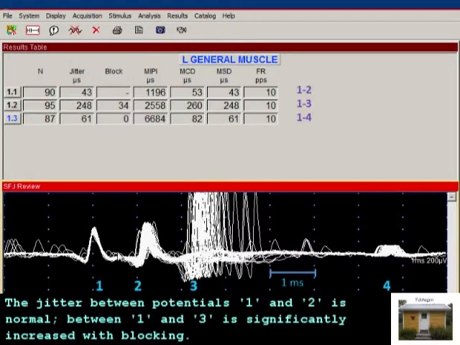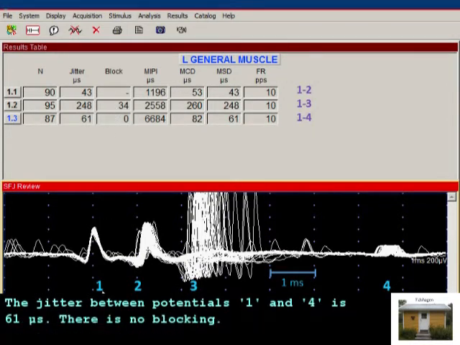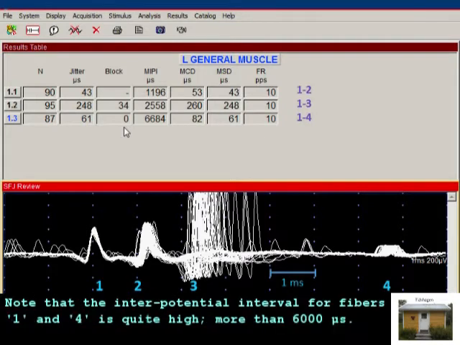The jitter between potentials 1 and 2 is normal. Between 1 and 3 is significantly increased with blocking. The jitter between potentials 1 and 4 is 61 microseconds. There is no blocking. Note that the interpotential interval for fiber 1 and 4 is quite high, more than 6000 microseconds.